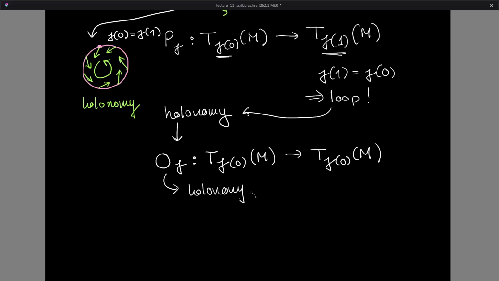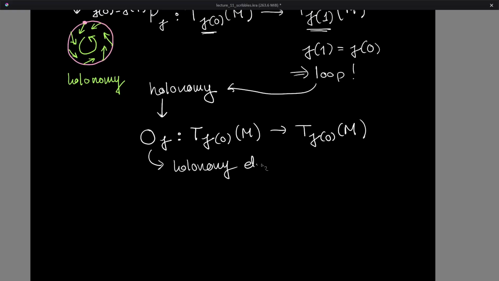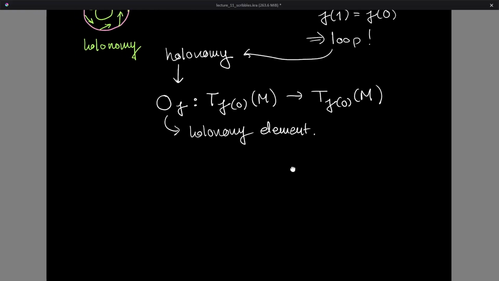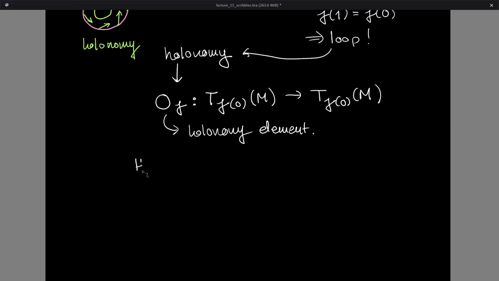Holonomy element. Element of what? Element of the holonomy group. And so the group of all of these operators is called the holonomy group. So we call that Hol_p(M, nabla) because it depends on the connection, right? It depends on how you're transporting.